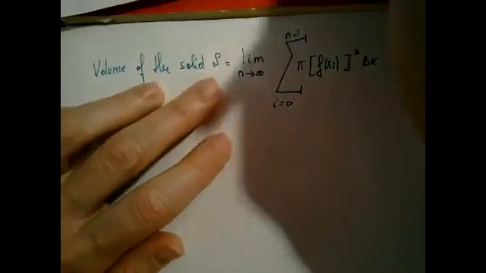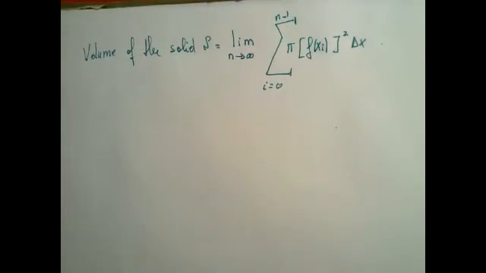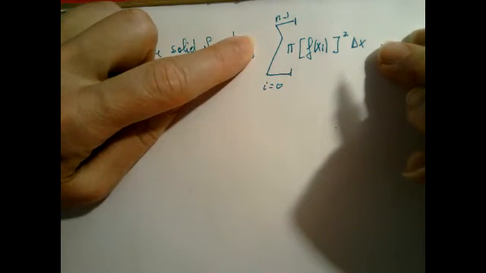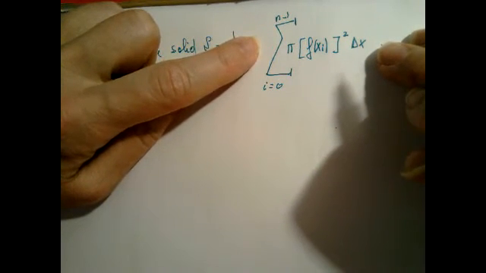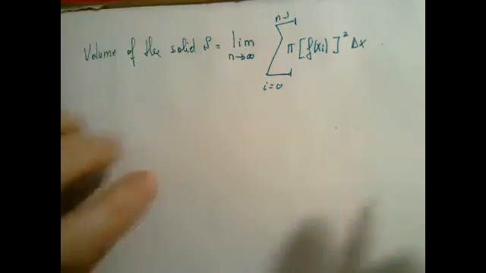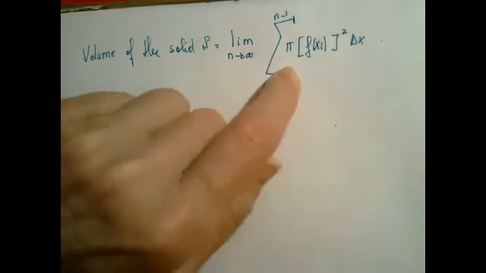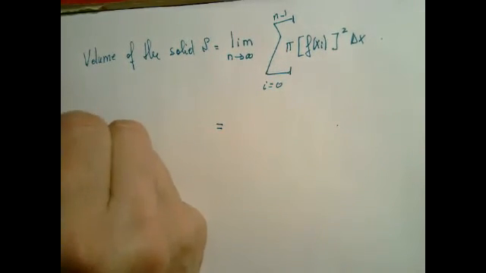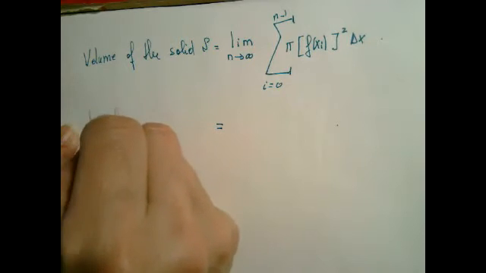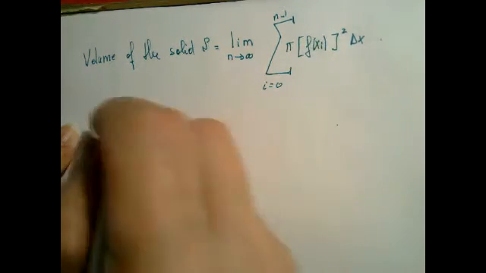Now, this sum here looks like a Riemann sum. If you remember a Riemann sum, this will look exactly like one. So if we use the definition of the definite integral, now that's a Riemann sum, because the definite integral is the limit of those sums.